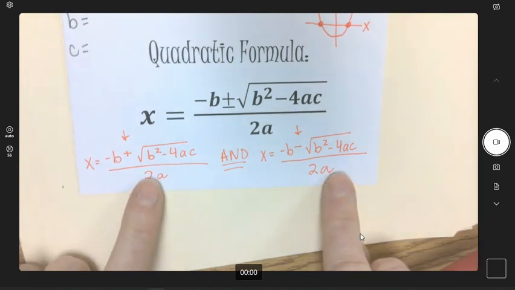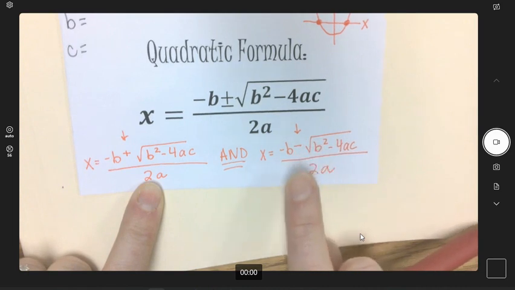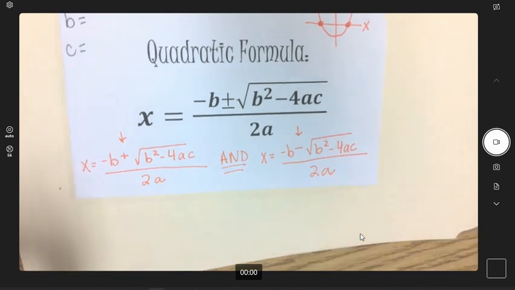And if you were to simplify these, you could get the exact answer where you have a square root or where you have that radical. Or you could put it in the calculator and get an approximate, which is a decimal. And we're going to round to 2 decimal places today.